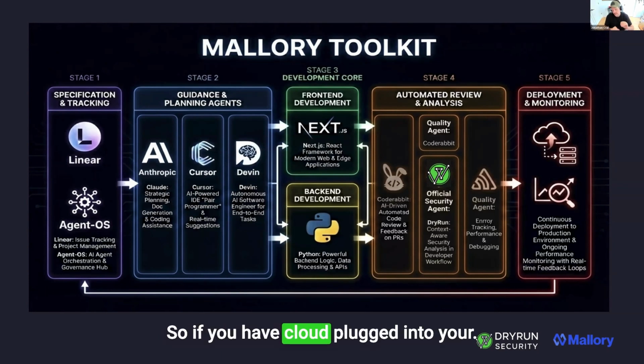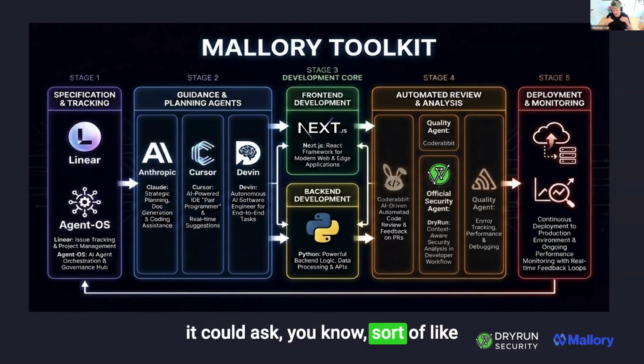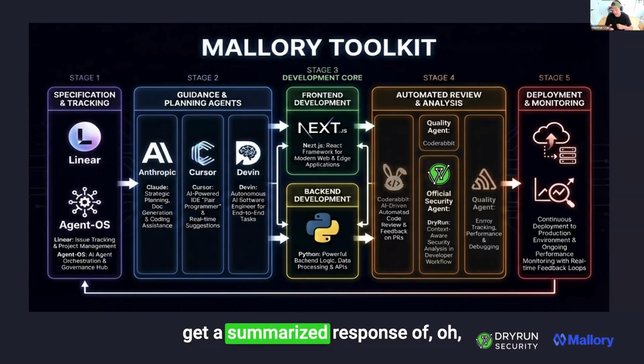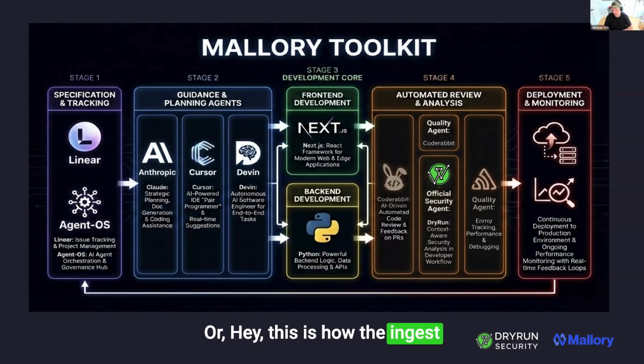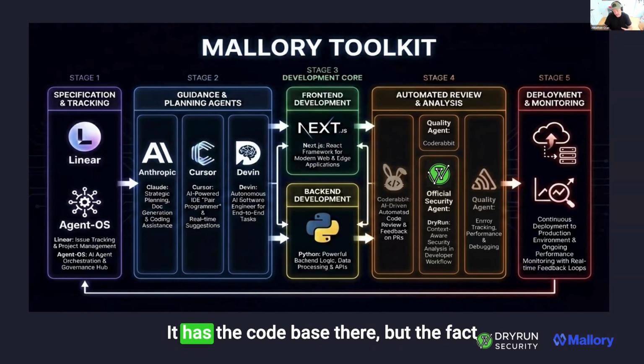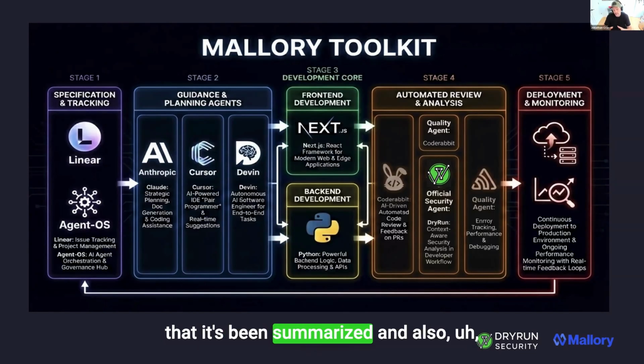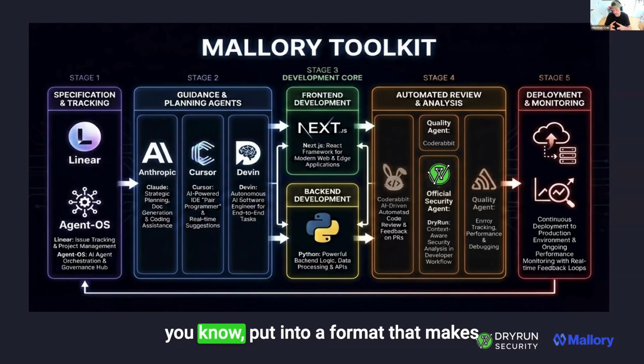So if you have Claude plugged into your DeepWiki MCP, at any given moment it can ask questions and get a summarized response of, oh, actually, that's implemented like this, or, hey, this is how we do memory compaction with the agent, or, hey, this is how the ingest actually works at the bronze layer. It could get it from the code base, but the fact that it's been summarized and put into a format that makes it easier and saves tokens is valuable.